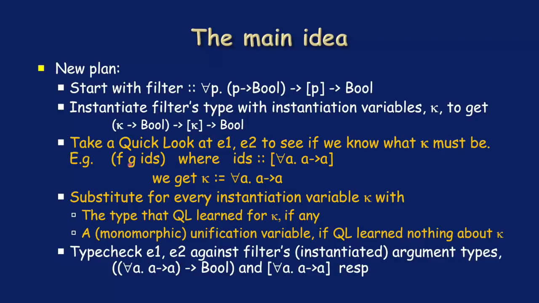So by taking a quick sort of look ahead at the arguments, I might be able to figure out what the instantiations are. Then I substitute for all of the instantiation variables. The ones that I've learned about from the quick look, I know what to substitute. Any instantiation variables that I did not learn anything about from the quick look, I just substitute a monomorphic unification variable, and then I'm back to what I had before. So in this particular case, I did learn that kappa is for all A, A to A. So I replace kappa with for all A, A to A in the instantiated type of filter, and then I just type check the arguments exactly as before.